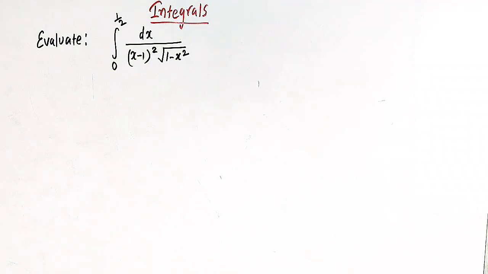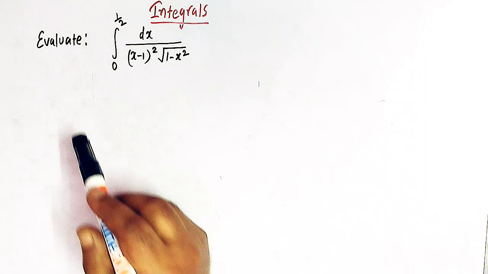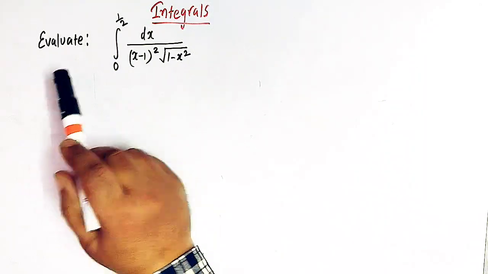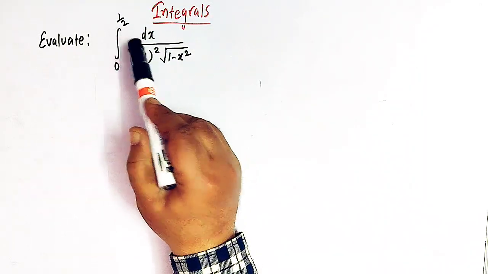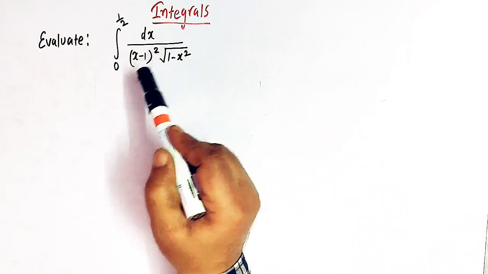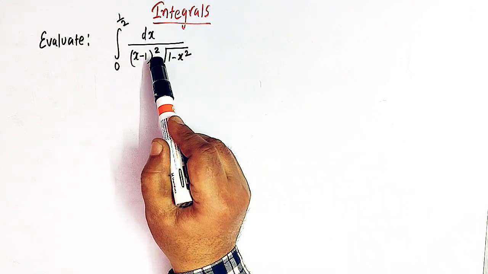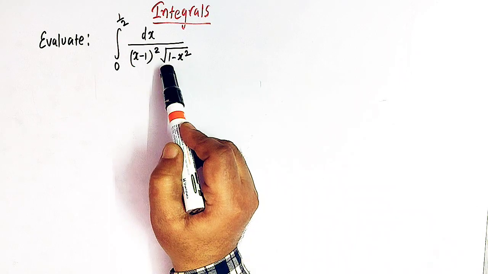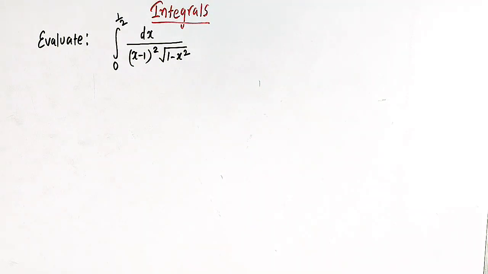Hello viewers, in today's session we are going to discuss one very important problem from definite integrals. Here we have to evaluate this integral from 0 to half, dx over (x minus 1) whole square times square root of 1 minus x square. So here we'll see how to find out the values of these type of definite integrals.